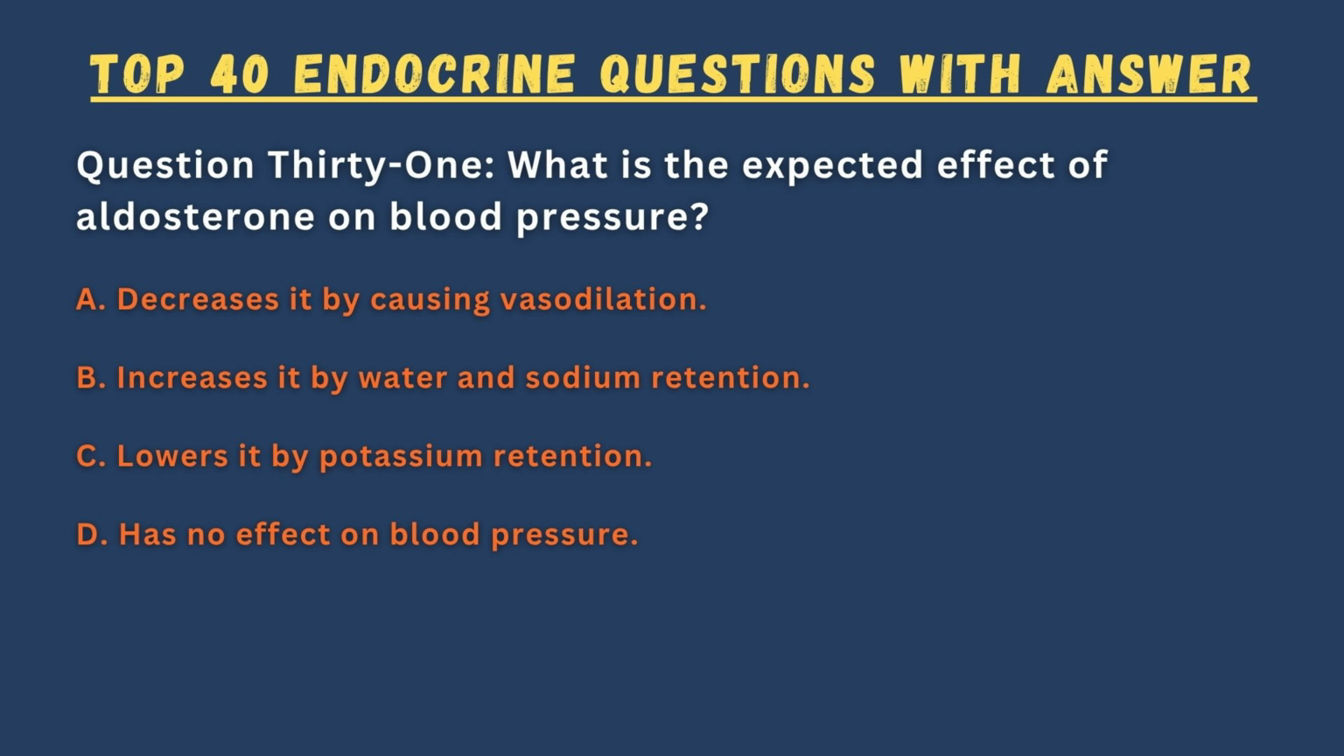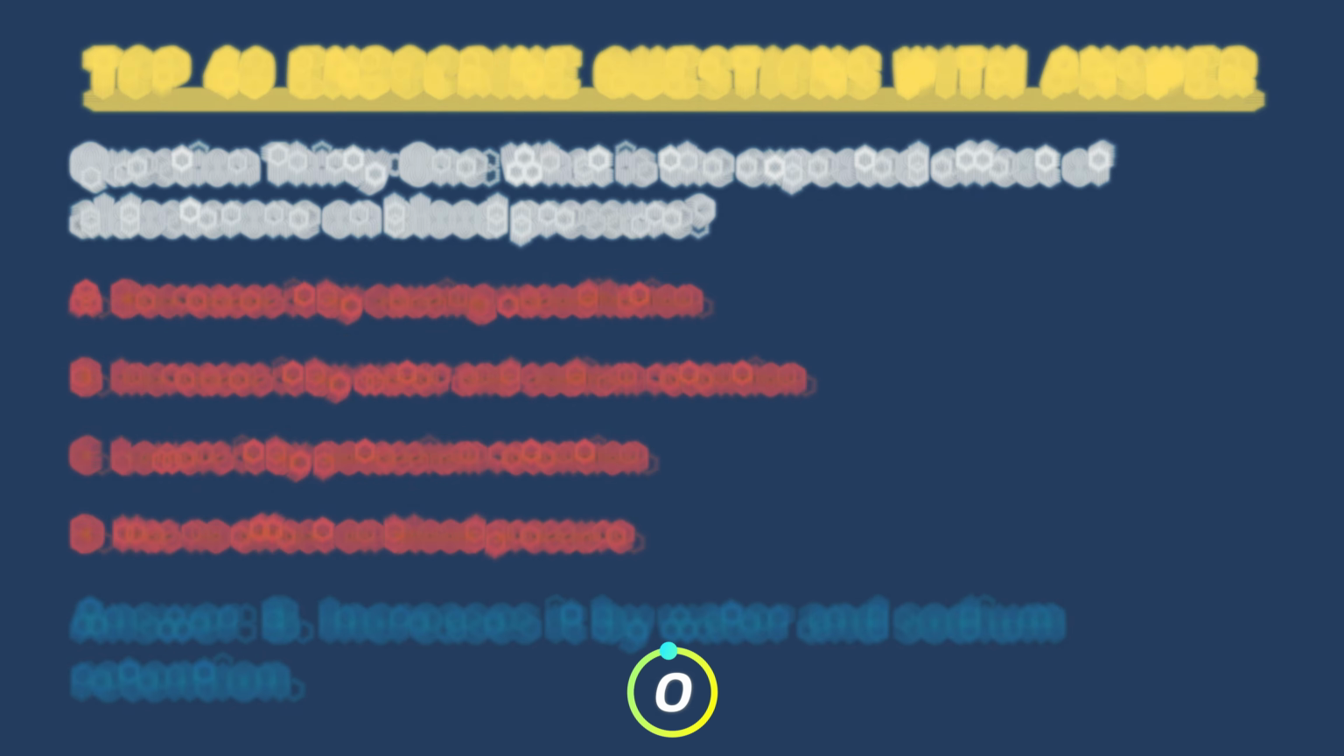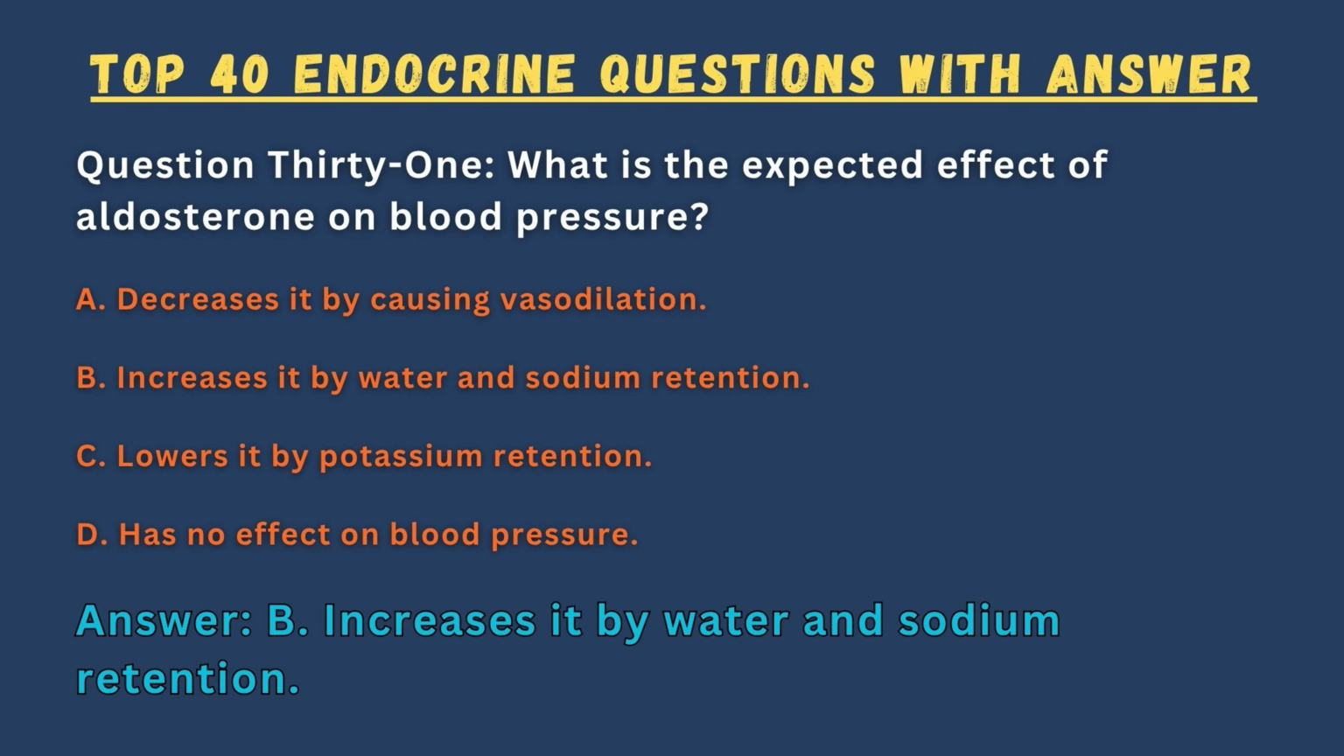What is the expected effect of aldosterone on blood pressure? A. Decreases it by causing vasodilation. B. Increases it by water and sodium retention. C. Lowers it by potassium retention. D. Has no effect on blood pressure. Answer: B. Increases it by water and sodium retention.